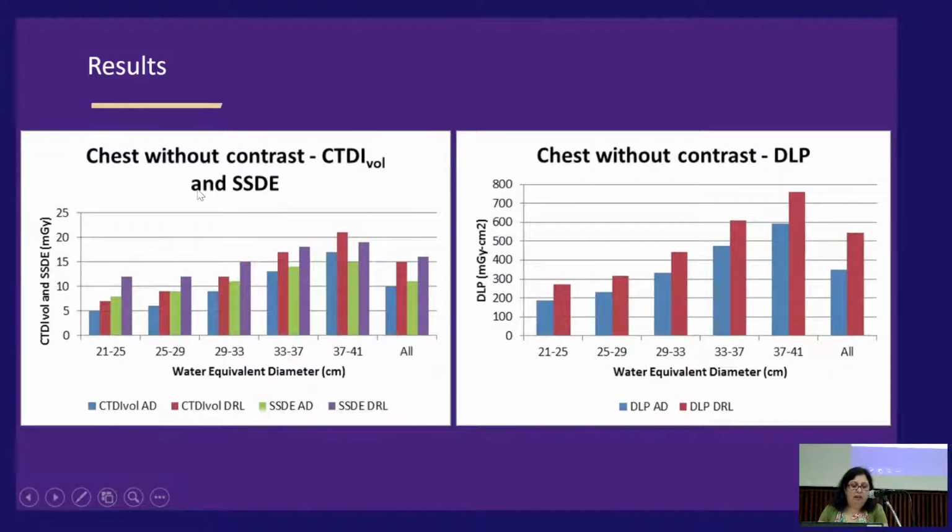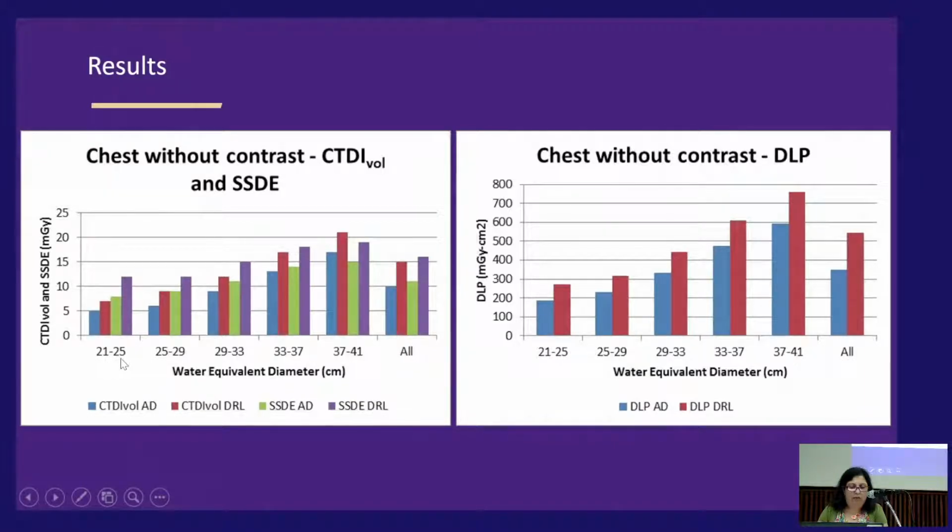Here is chest. Now, when we did the adult paper, at that time, the size-specific dose estimate was only available for body. So here now, when we come down to chest, we have the CTDI achievable dose and the CTDI DRL. The green is the size-specific dose estimate achievable dose, and the purple is the size-specific dose estimate DRL. And it makes total sense that those numbers are slightly higher than the CTDI. Not always, but in a lot of cases, it's slightly higher depending on the patient size.